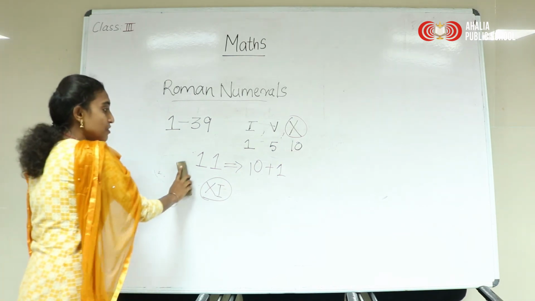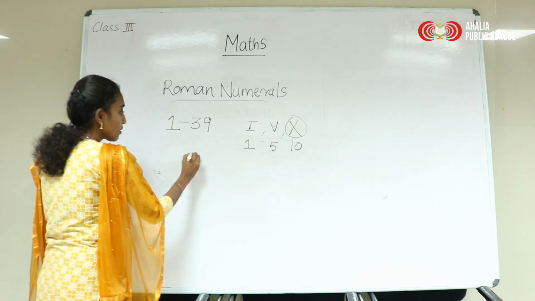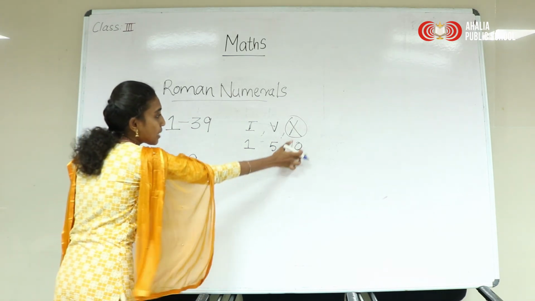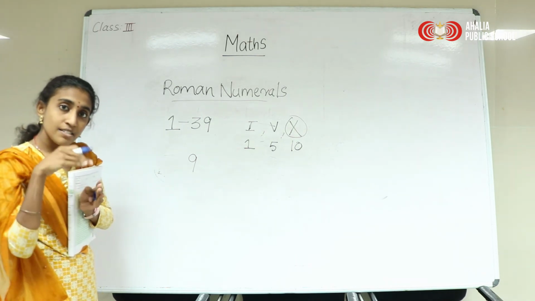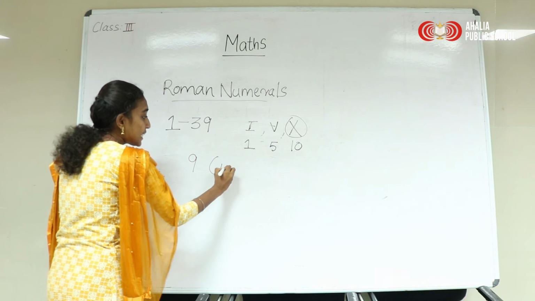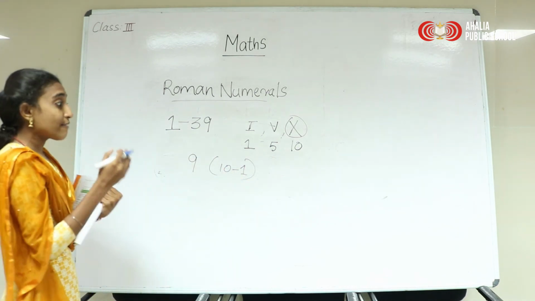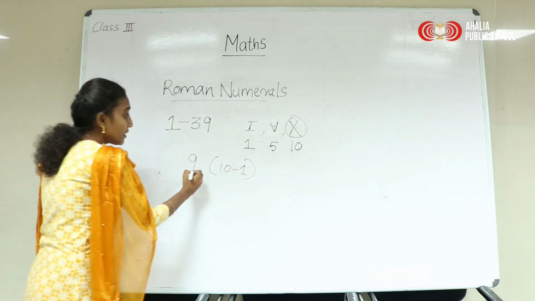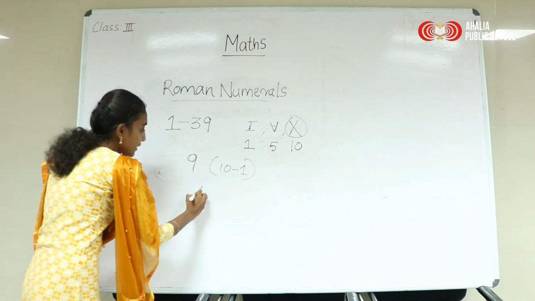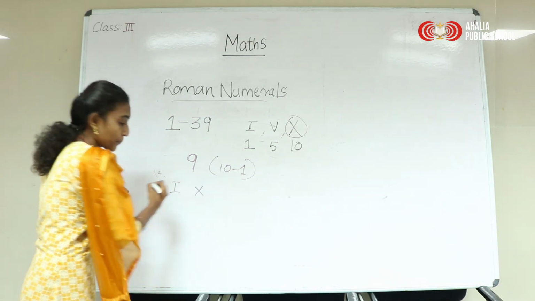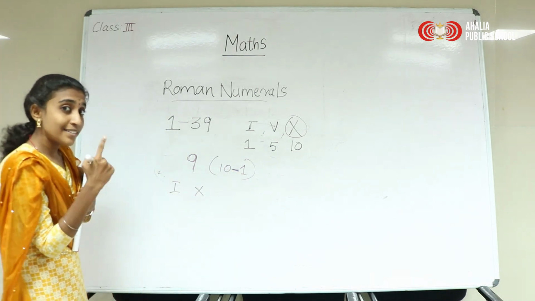And what about 9, children? Using these three numbers, how will we represent 9? 9 is 10 minus 1. Right. So, I have already told you how to write 9. What we have to do is take 10 and 1. Right? So, we are subtracting the two numbers.